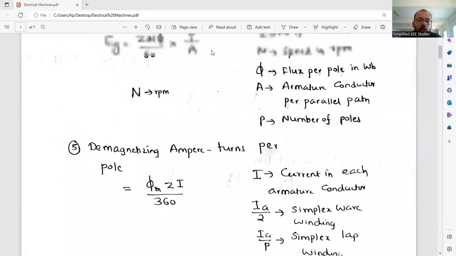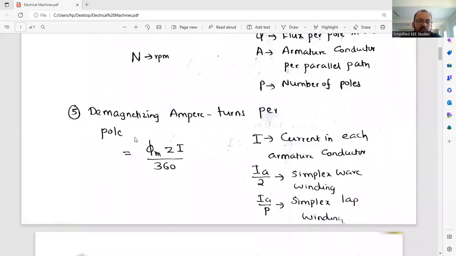Another one: there are two types of armature reaction, like the demagnetization effect and the cross magnetization effect. Let me talk about one equation related to demagnetization ampere turns per pole. ATD per pole can be written as phi m into Z I by 360, where phi m is the maximum flux, Z is the conductor, and I is the current. If it is a simplex wave winding, the current will be IA by 2. If it is a simplex lap winding, it will be IA by P. Like that, you can note down for simplex wave winding and simplex lap winding.